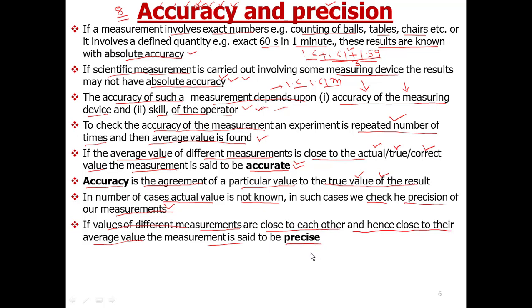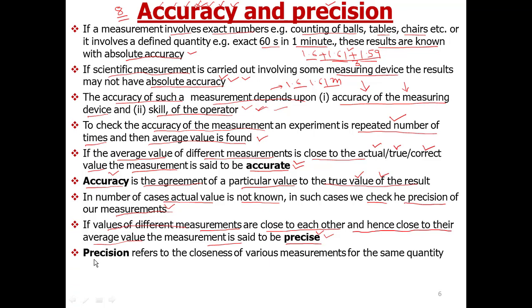So we will discuss this in our next slide. You will get an idea about accuracy and precision when I give you some examples to learn. So precision means if we repeat the experiment a number of times and every time the result obtained is very close to one another and to the average value, then we will say our measurement is precise.